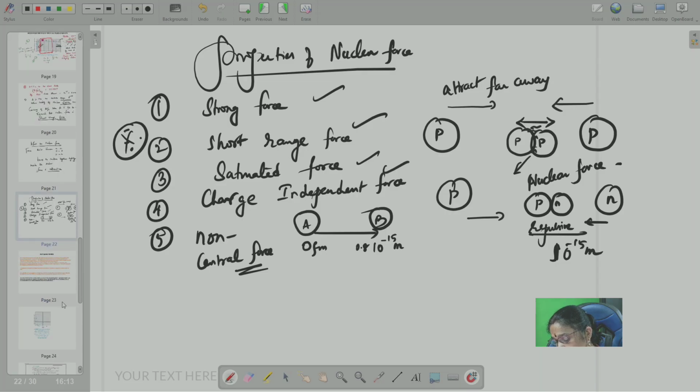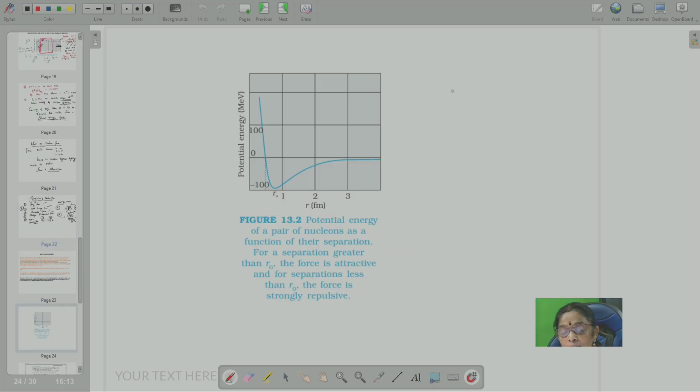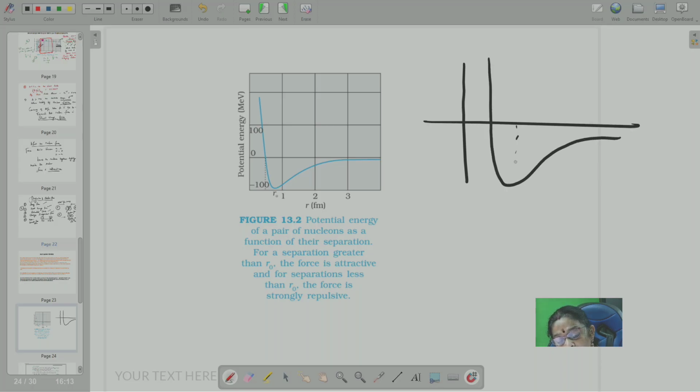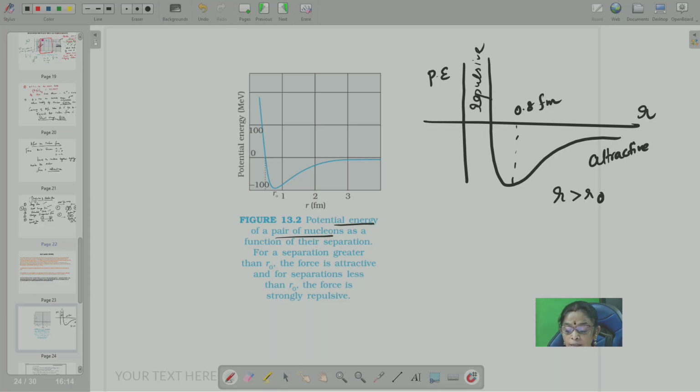So this nuclear force graph, you have to draw in such a way that up to, as I have already told you, 0.8 Fermi. This is the potential energy of a pair of nucleons versus distance r. So potential energy of a pair of nucleons is the energy existing between the two nucleons. When r is greater than r naught, when the protons are far away, it is attractive force. Here I will write attractive force. When they come very closer and closer, repulsive force. Like this only you should draw.